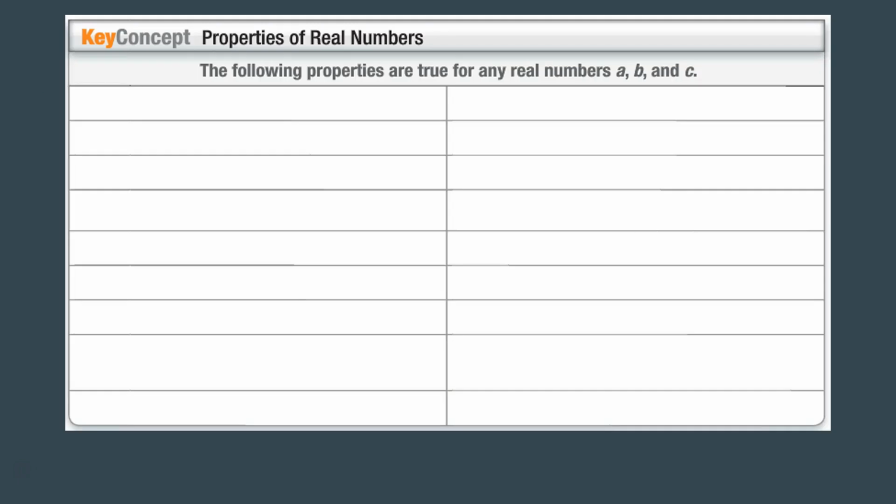Alright, so let's go over a couple of the key concepts on the properties of real numbers. The following properties are true for all real numbers a, b, and c. So keep that in mind, a, b, and c are all real numbers. The addition property of equality is if a is equal to b, then a plus c is equal to b plus c. Notice all that's happened here is that we added the plus c. It's still equal, hence the name addition property of equality. As long as it's done to both sides, it remains equal.